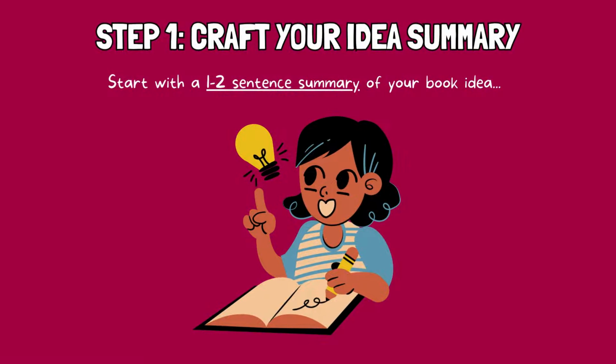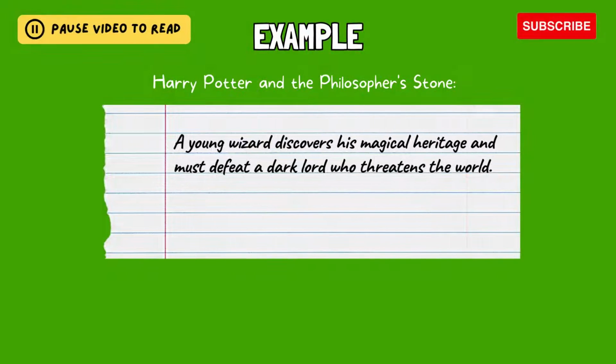Step 1. Craft your idea summary. Start with a 1 to 2 sentence summary of your book idea. This should summarize the main premise and the primary conflict or goal. Take a look at this example for Harry Potter and the Philosopher's Stone.